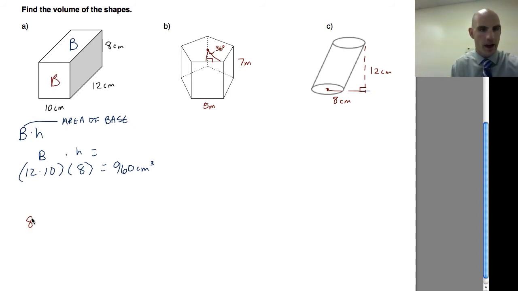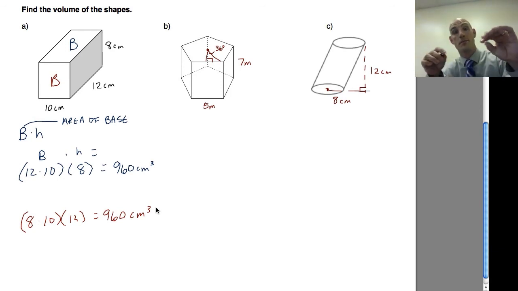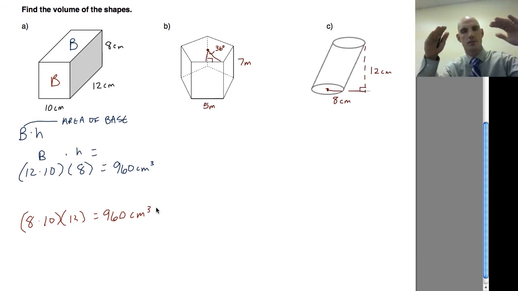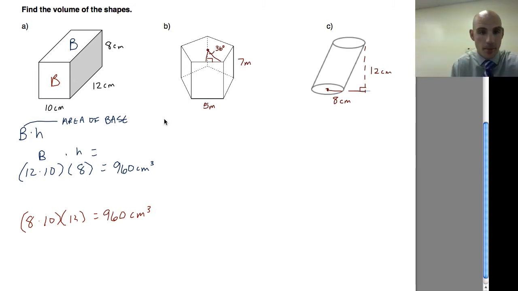Okay? What if I made this front side the base? Then it would be 8 times 10 times 12, which would also give me 960 centimeters cubed. So I hope you see it doesn't really particularly matter which one it is, and for this rectangular prism, it's going to be length times width times height. And so that's the basics of finding the volume of a prism.